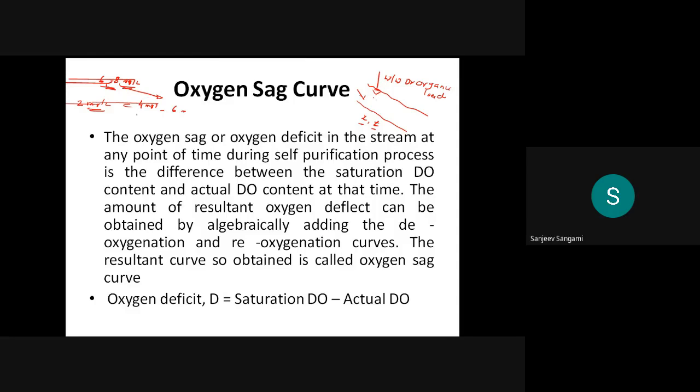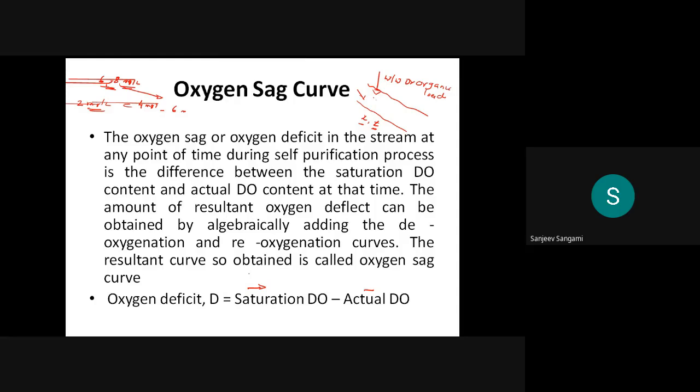So the oxygen sag or oxygen deficit in the stream at any point of time during the self-purification process, this t I already said, at any point of time, at any distance, is the difference between the saturation DO content and the actual DO content at that time. Normally, the oxygen deficit we are talking about is the saturation DO minus the actual DO. This saturation DO depends on the temperature.